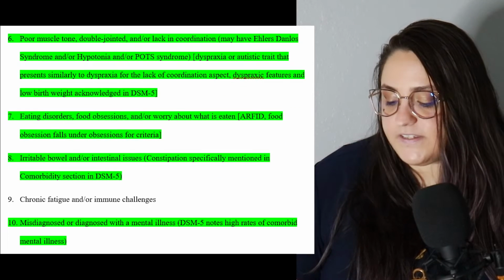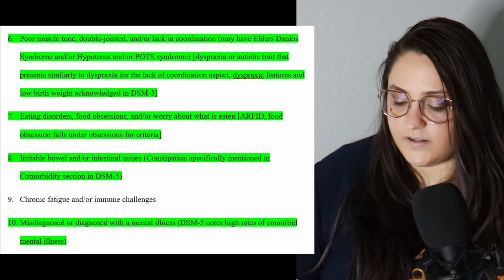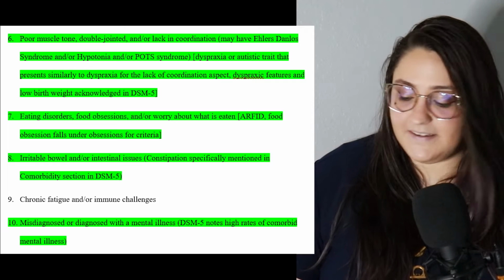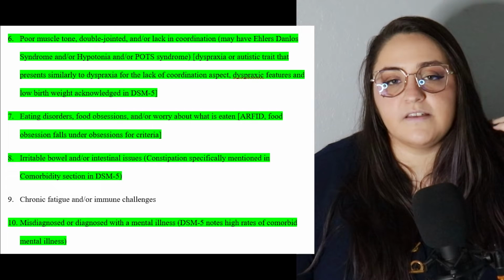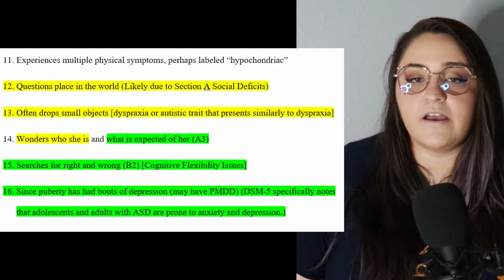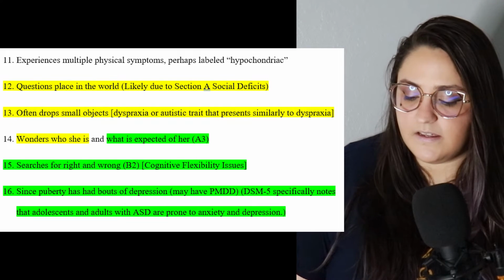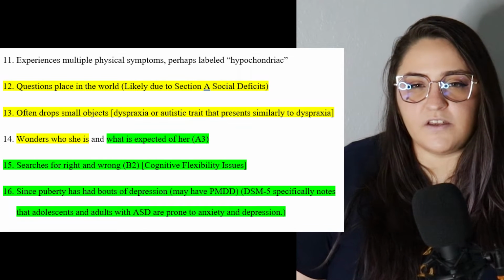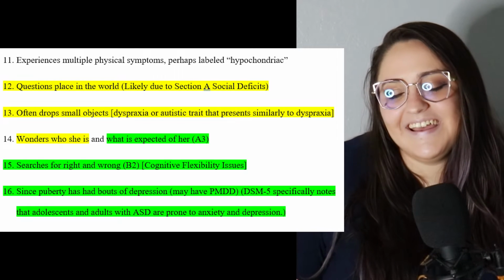Chronic fatigue and or immune challenges. Again, I see this anecdotally a lot, but it was not in the criterion, so I did not mark that. Misdiagnosed or diagnosed with a mental illness. Green, because the DSM-5 notes very specifically that there are high rates of comorbid mental illness, especially in adolescence and adulthood. Questions placed in the world. I marked this one yellow because I feel like it's due to the Section A social deficits. Often drops small objects. This kind of is adjacent, in my opinion, to lacks in coordination, so I wasn't 100% comfortable putting it in green. So I put it in yellow.